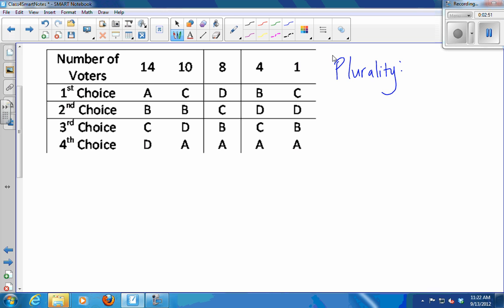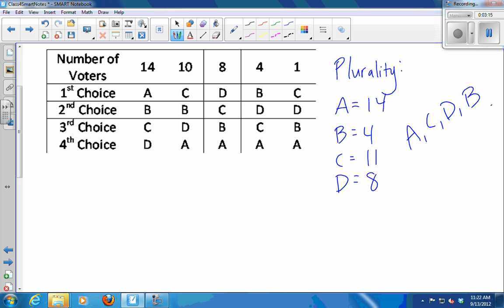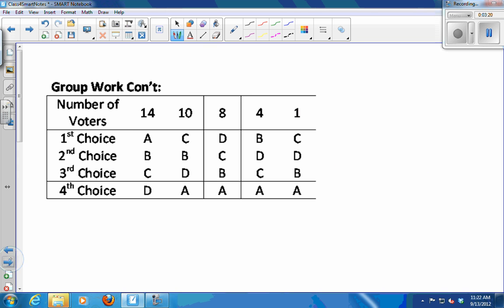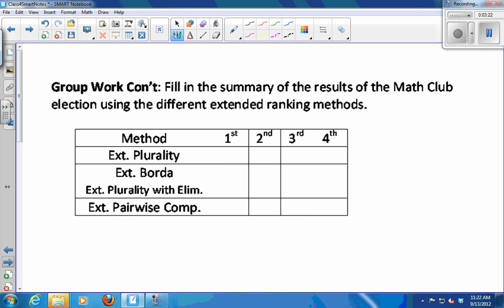So for the plurality method, we just count first place votes, right? So A has 14, B has 4, C has 11, and D has 8. So my ranking is going to be A, C, D, B. Let me put that in a little chart here. Extended plurality: A, C, D, B.